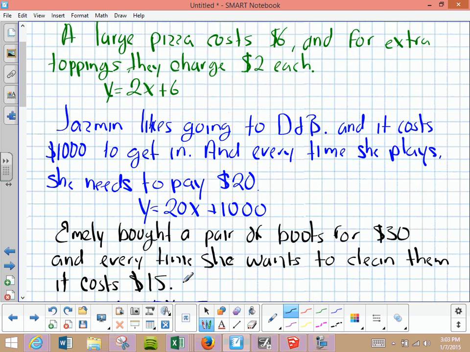For the second one, Jasmine likes going to Dave and Buster's. It costs $1,000 to get in. That was a little crazy, but apparently she had a party or something.